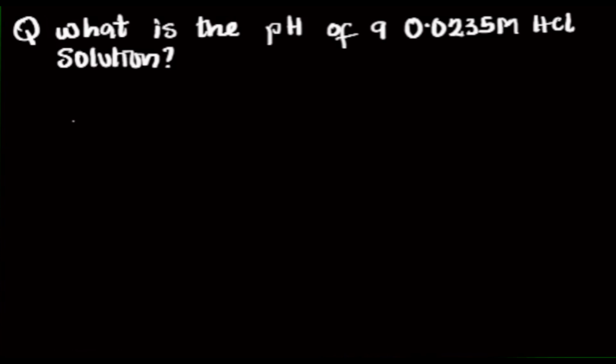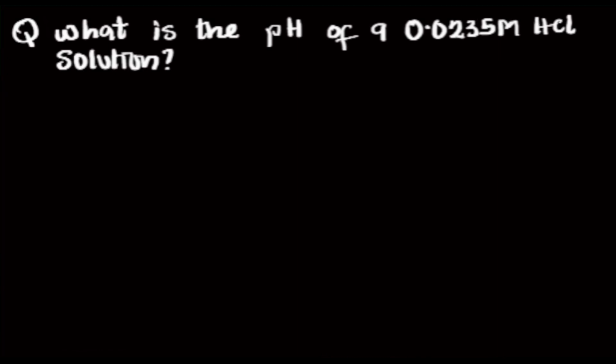Now look at the question we have here. The question says, what is the pH of 0.025 molar of hydrogen chloride solution? Now what I want you to understand here is that if you look at this question very well, we are asked to calculate the pH, given that the concentration of hydrochloric acid is 0.025 molar.